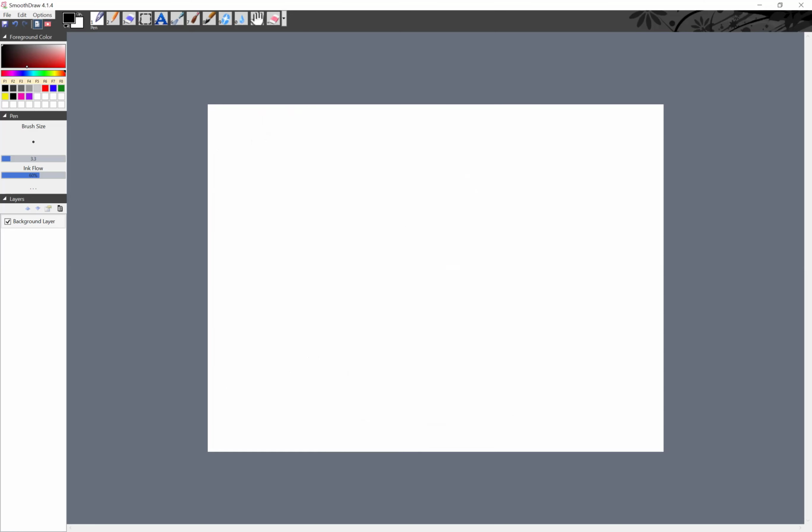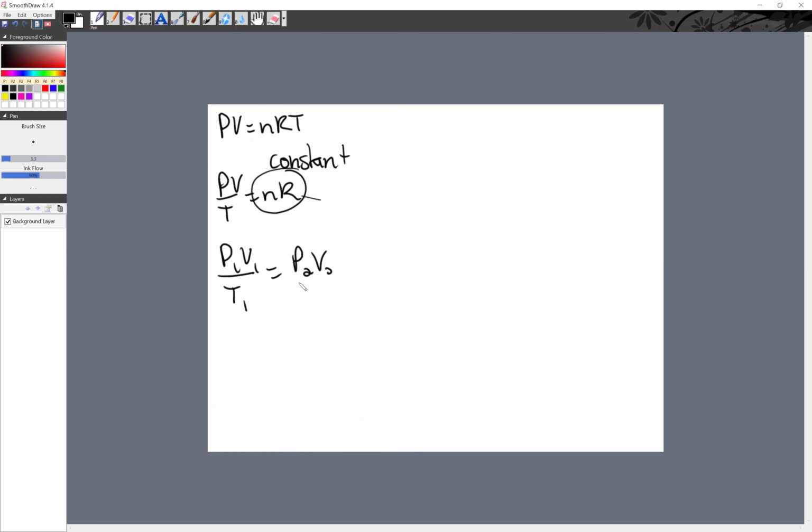The last one doesn't get a fun name, but we're going to play with P, V, and T. So I'm going to isolate PV over T is equal to nR. So these are going to be my constants. So P1 V1 over T1 is equal to P2 V2 over T2. And that's called the combined gas law, because I'm doing all of them together.